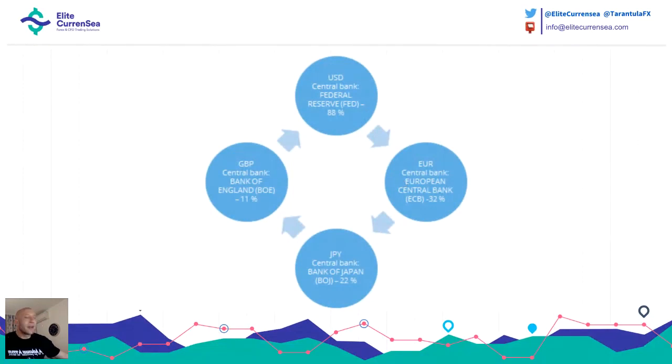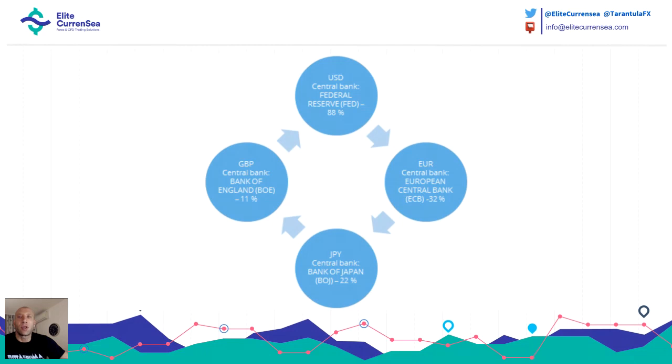Now, regarding market moves, of course, the Fed has 88% of share. The European Central Bank does 32%. The Japanese bank does 22%, and the Bank of England does 11%. What does it tell us, guys? It tells us that the dollar is the king, followed by, of course, the euro and safe havens such as GBP.